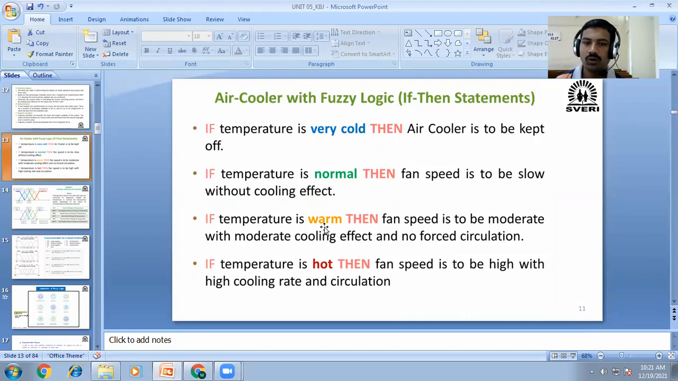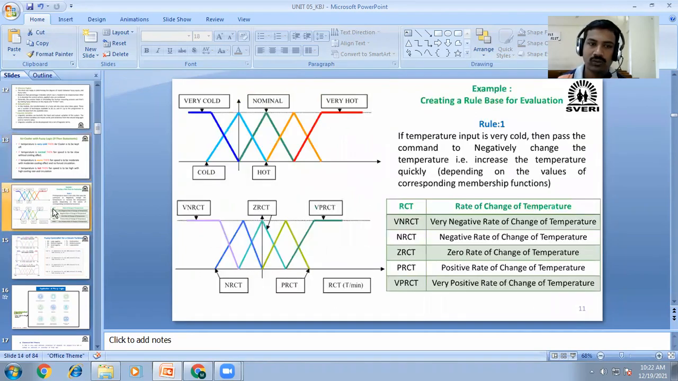If the temperature is warm, then we can increase the speed of the fan as well as start a moderate amount of cooling effect. If the temperature is hot, then in that case we can start the high fan speed as well as the high cooling rate. Next we have seen this rule base.